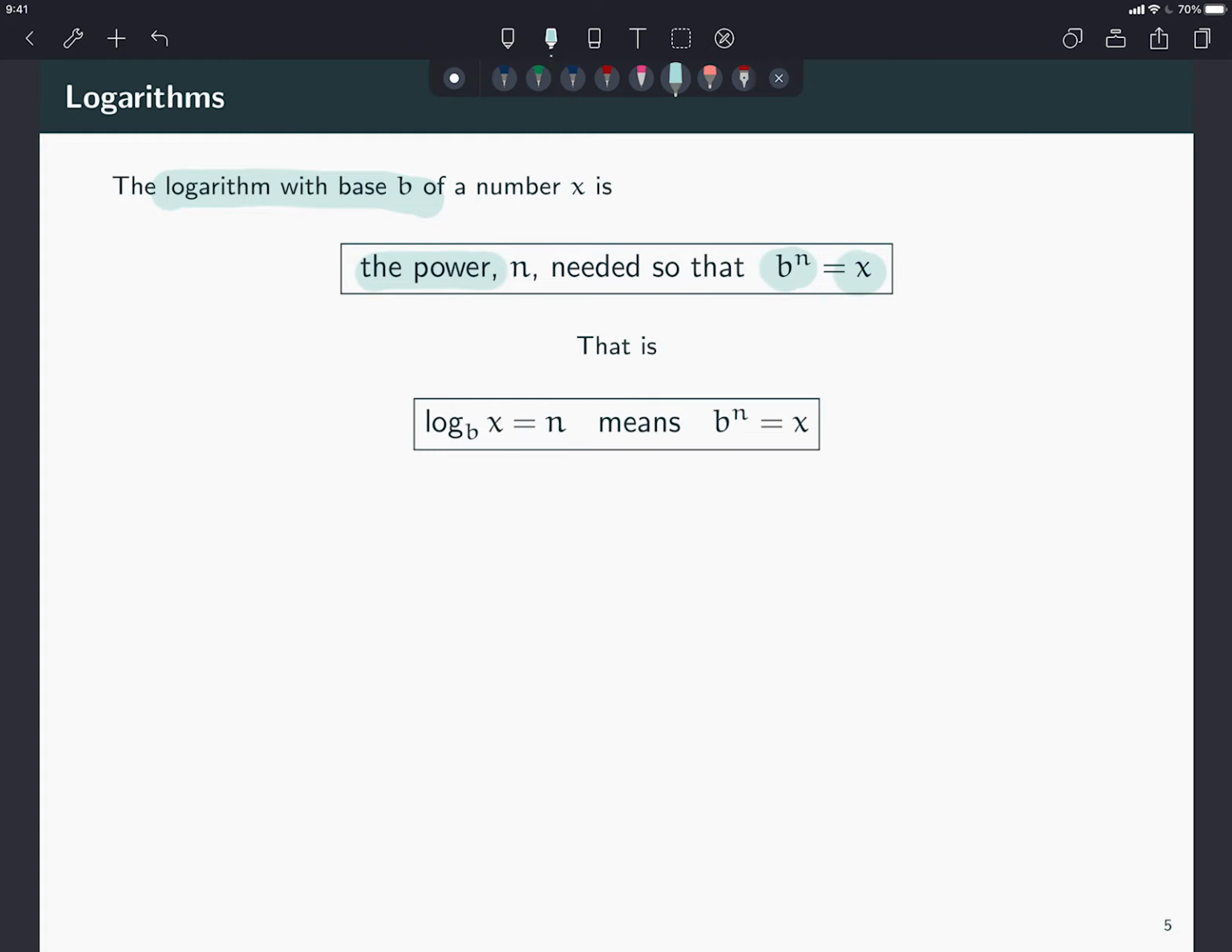And the way to say it in symbols is that log base b of x is n means that the base b raised to the power of n gives you x. So this is what the logarithm means. It's a way to go basically backwards from an exponential function to find what is the input of the exponential function in order to get the output. But this is, for many purposes, how we need to solve some basic problems. So this is the definition.